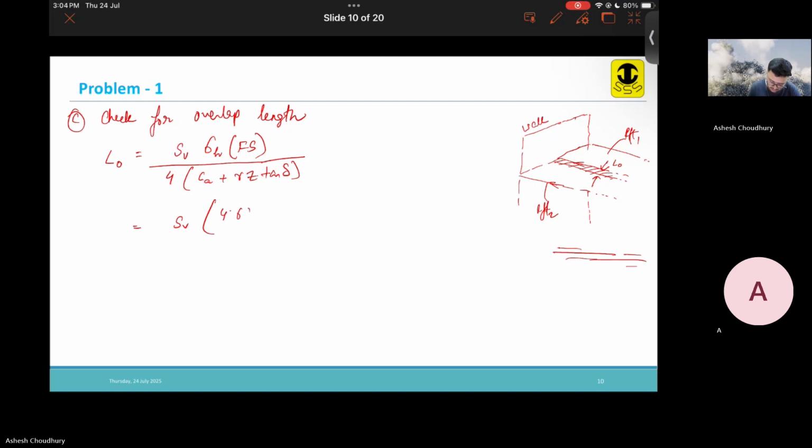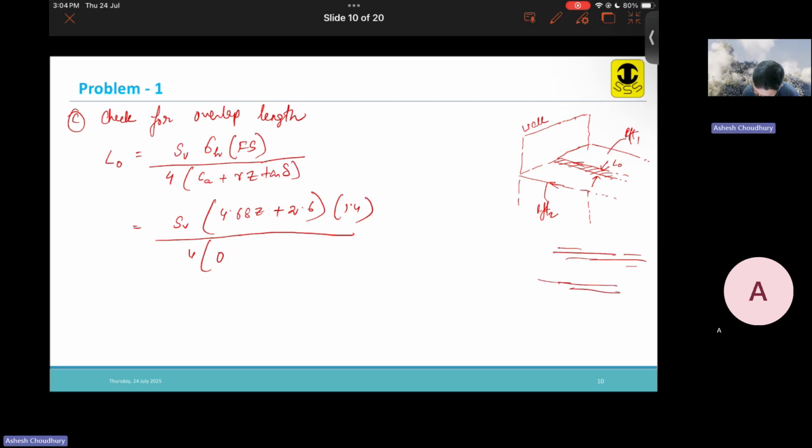Then CA is what? CA is the adhesion between the two. Between these two, the adhesion. This is my CA.